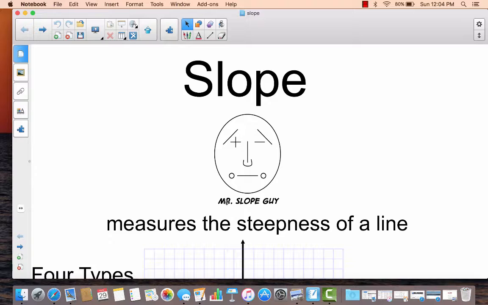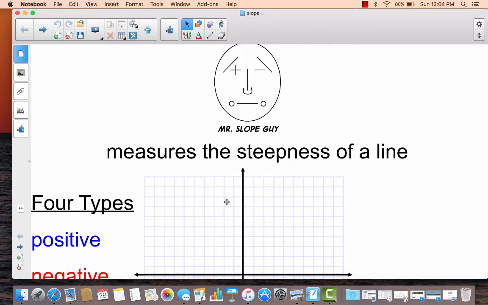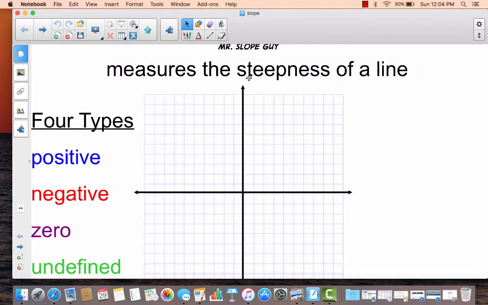So when we're talking about slope, I like to think of a ski slope, and if you think about the different types of ski slopes, there are bunny hills, there's black diamonds, and there's a bunch of others in between. And the reason the slopes are classified the way they are is because they're different difficulties. And the reason that there's different difficulties is because some are steeper than others. So when we're talking about slope, we're talking about how steep a line is on a graph. So on your paper, I'd like you to fill in this definition, measures the steepness of a line.